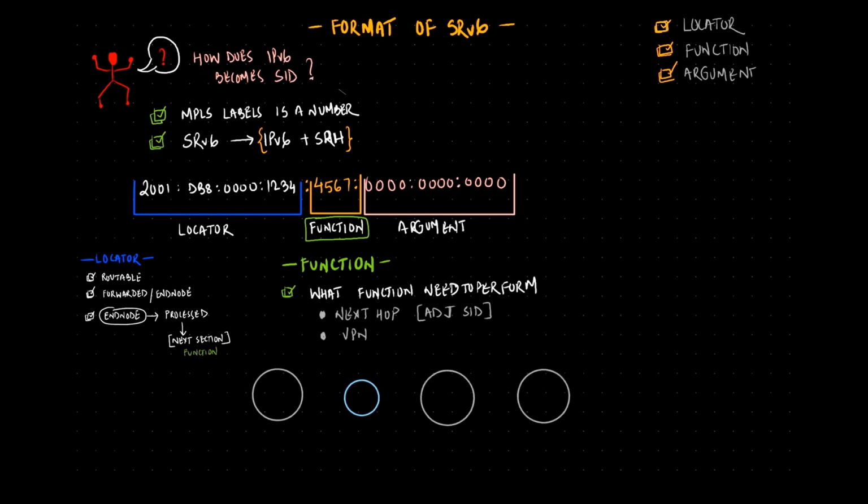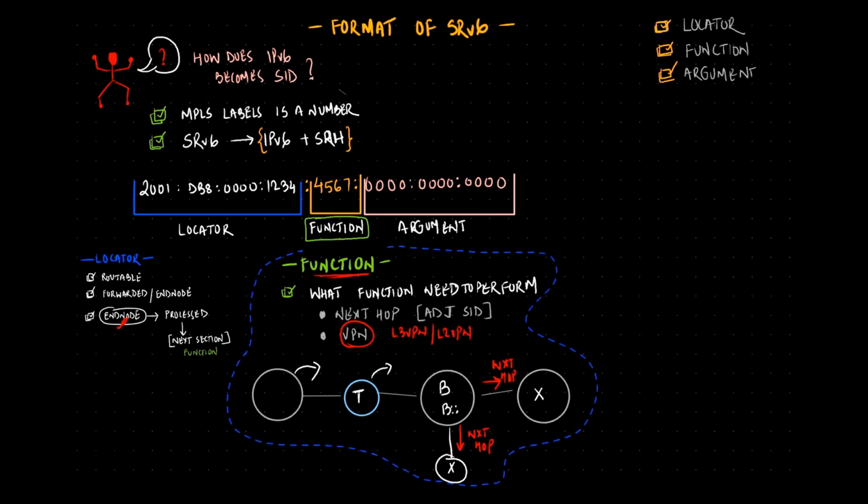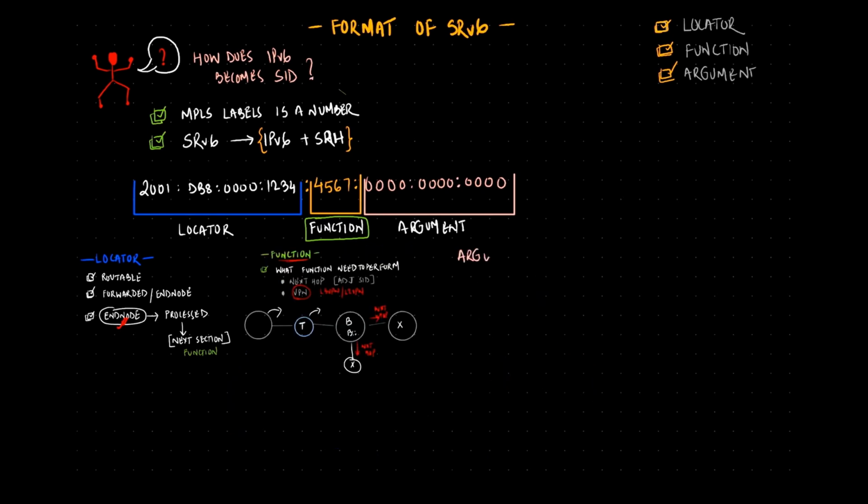For example, the source is sending a packet to B. Back in the same example, the transit node processes it and then it reaches B. Now, whether B sends it towards the white next hop or the gray one depends on the function, which tells us which next hop to forward the packet to toward the next SRv6 router. And if it is a VPN, the function tells us whether it's an L3 VPN or L2 VPN. We'll see that in our next modules. Next is the argument.